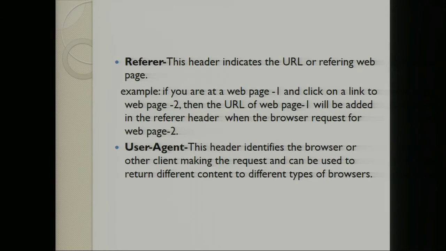Some browsers' content in the same file will be different. Suppose, for example, in Google Chrome it is different, and it is not supported in Mozilla Firefox or in other browsers or client machines. So this user agent returns that particular value.